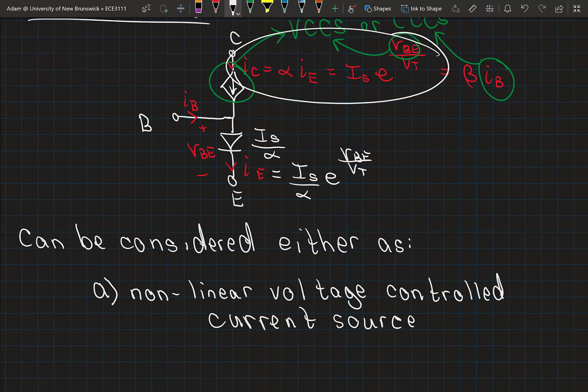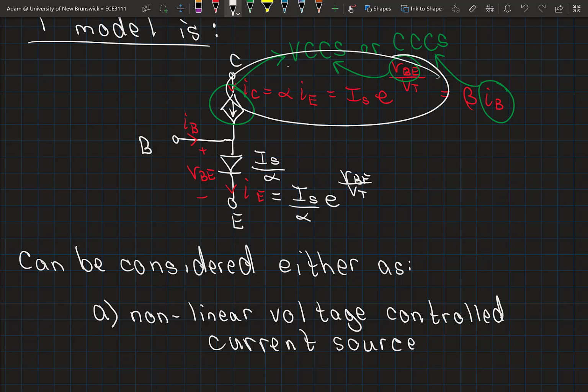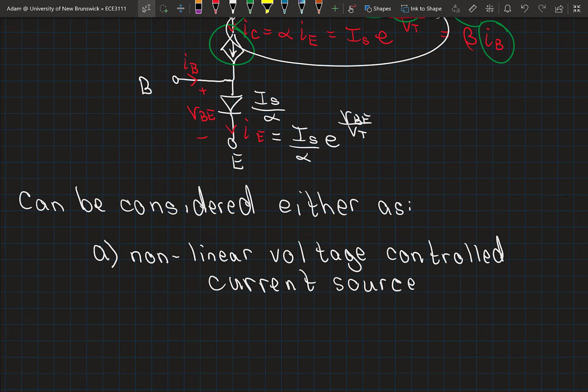I may have just said voltage controlled voltage source, but I meant to say voltage controlled current source, right? It's voltage controlled current source.